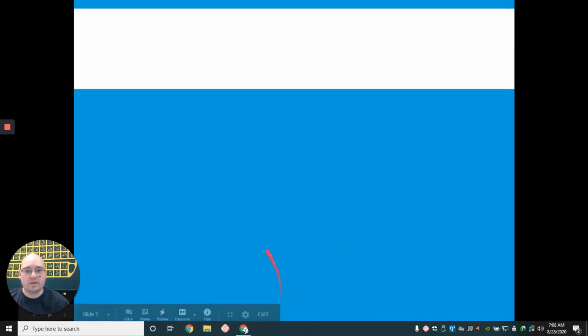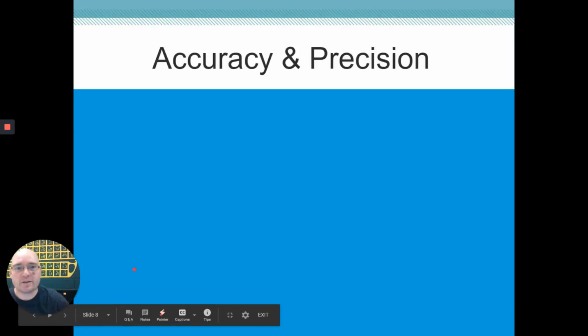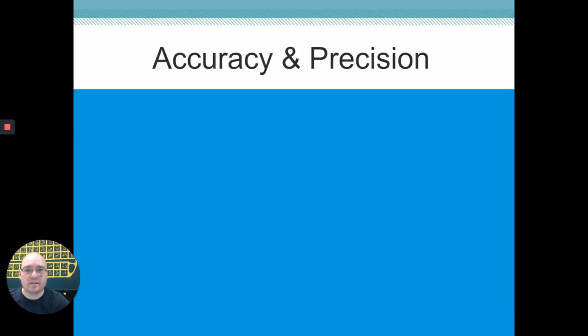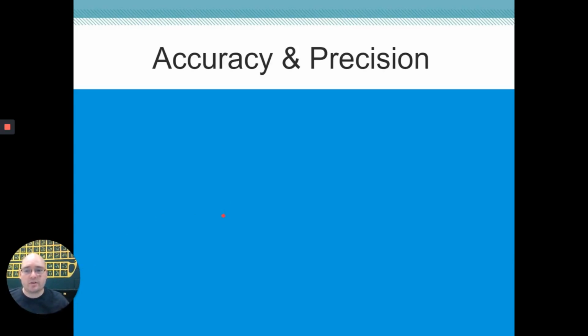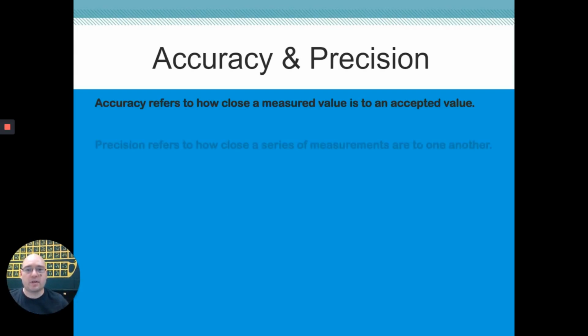So we have accuracy and precision. Sorry, these are two words that get used incorrectly as far as science goes quite a bit, but they are not too complicated to understand. So accuracy refers to how close a measured value is to its accepted value. What that means is, let's say you have a target, it's how close that is to the target.